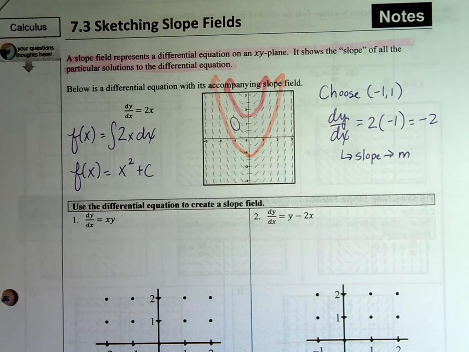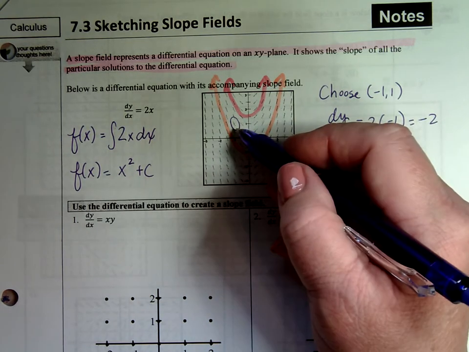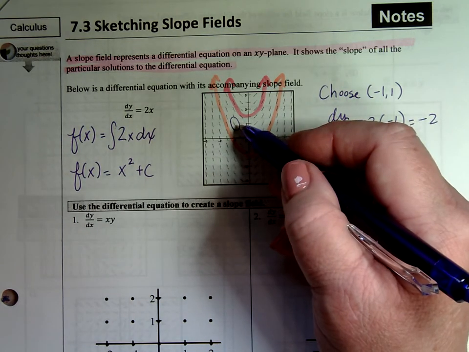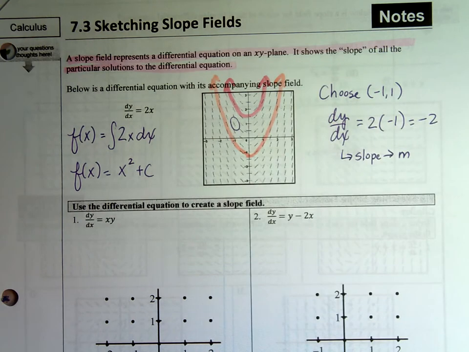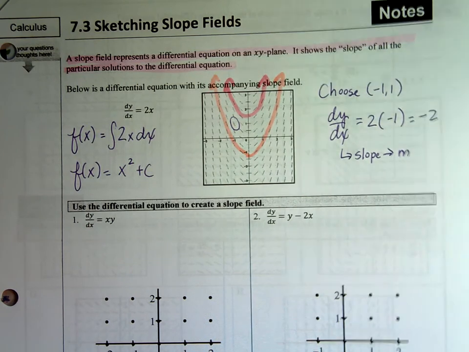Now these are approximations. Can I tell you that that's specifically -2? No, but I can certainly tell you it's negative. And it looks like it's a little steeper than 1. So you're going to try to make it as accurate as you can, but these are estimations. They are totally estimations. So how do you make them?